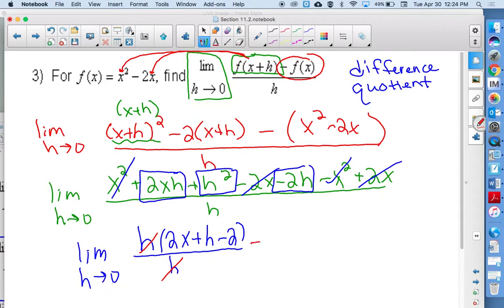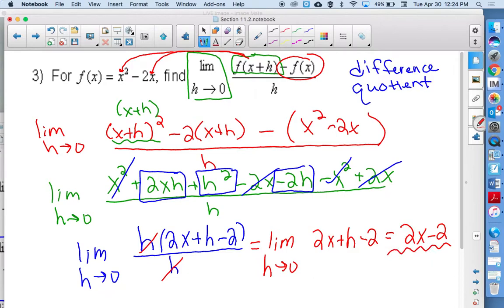So you are left with 2x plus h minus 2. Can you plug the h in now? Yeah. When you plug that h in of 0, what do you have? 2x minus 2. This is going to be an equation that represents something for us in a little bit. Just not quite yet. Got to do a little bit more with limits. That's the difference quotient.